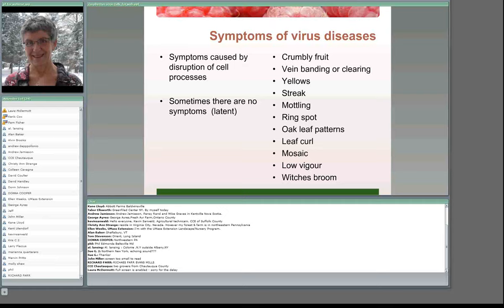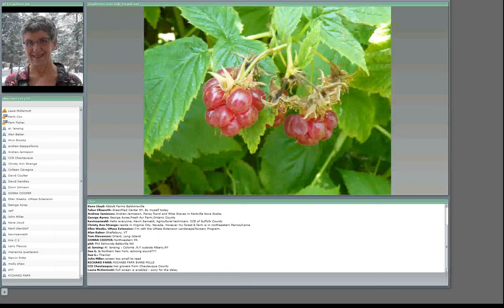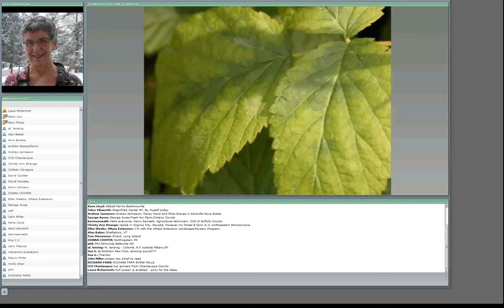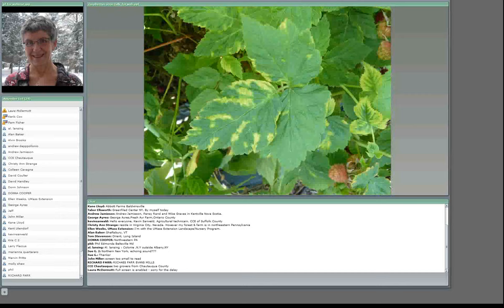This is one of the most serious symptoms that virus diseases can cause in raspberries, and we call this crumbly fruit or crumbly berry. Another symptom is leaf mottle or leaf yellowing, and you can see here the irregular pattern of yellow and green. It's not too consistent, it's not quite typical of herbicide injury. And this is another symptom of virus, a very unusual pattern of yellowing that's associated with a virus disease. The pattern, again, is very inconsistent, and it's very variable in the leaf.